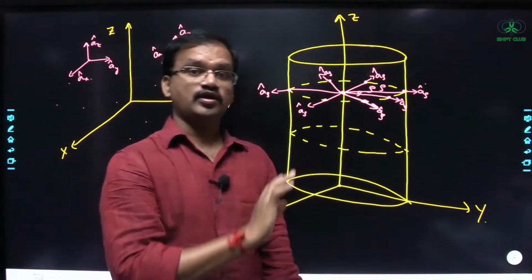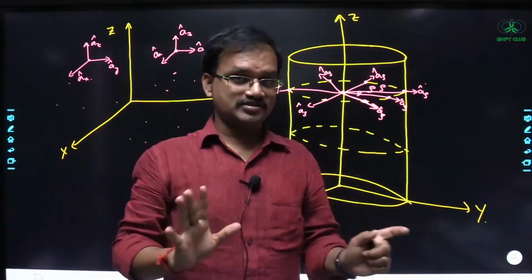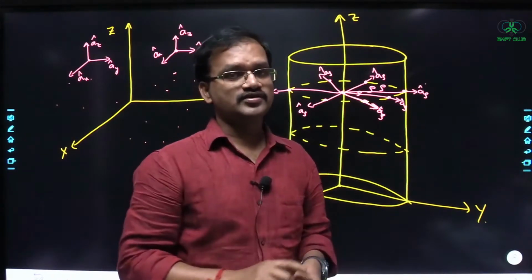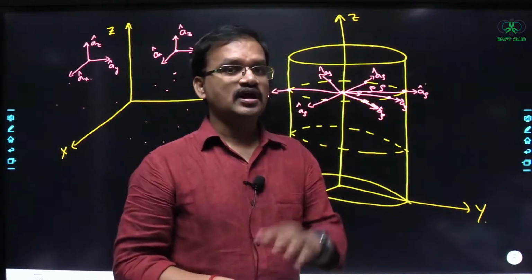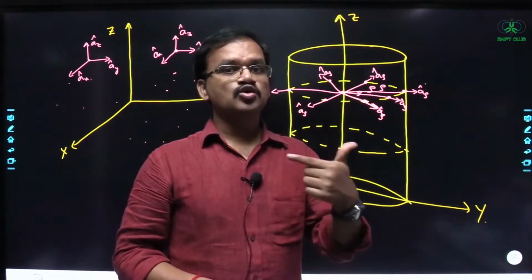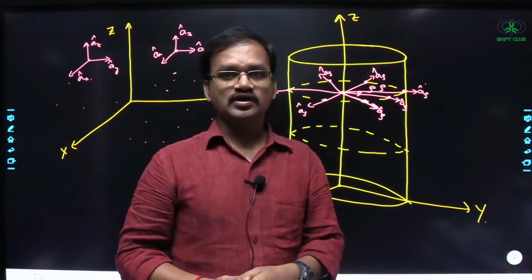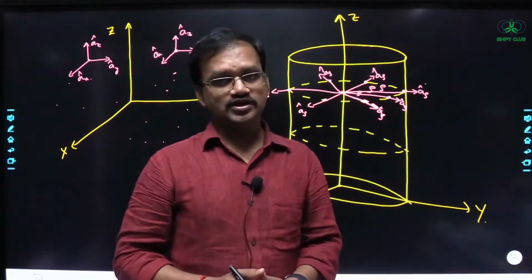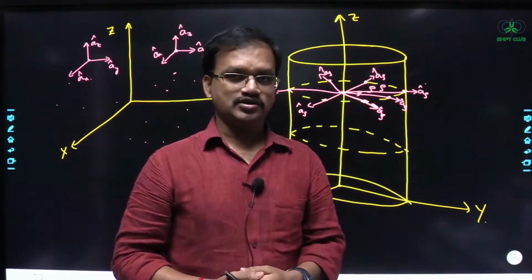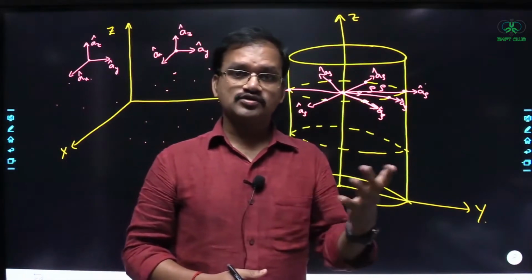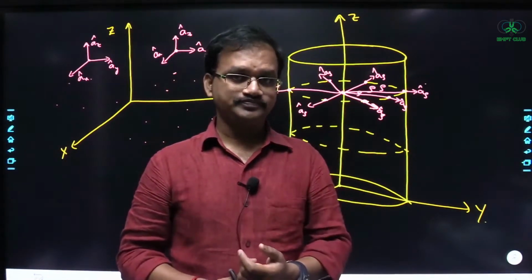The direction of a_rho cap is changing. It is not fixed, right? So it is changing as you move along the circumference of the circle. Which means the direction of a_rho cap is going to change as you move along the circumference of the circle. So as you move along the circumference, what is going to change? Phi is going to change. So the direction of a_rho cap is going to depend upon what? It is going to depend upon the phi value.